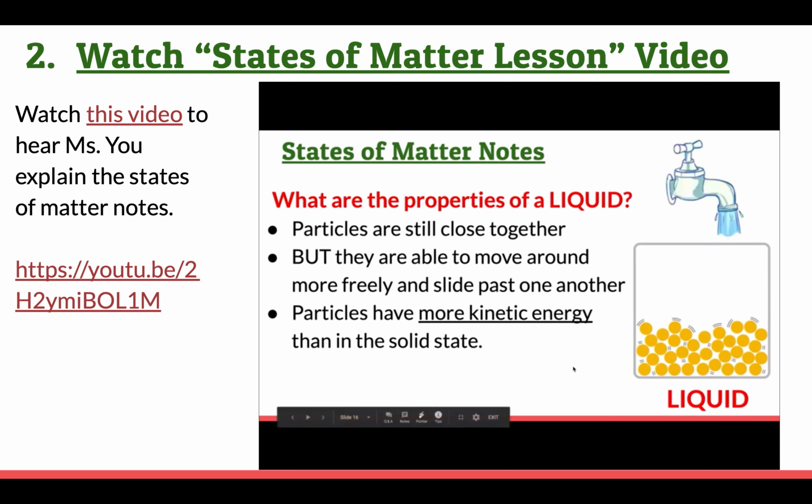The next state of matter is a liquid, and in a liquid, as you can notice, the particles are still close together, but they're able to move around more freely, and they can actually start to slide past one another. So they're not far apart and separated, but they can still slide past one another.